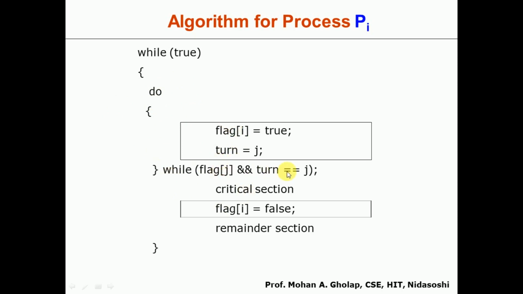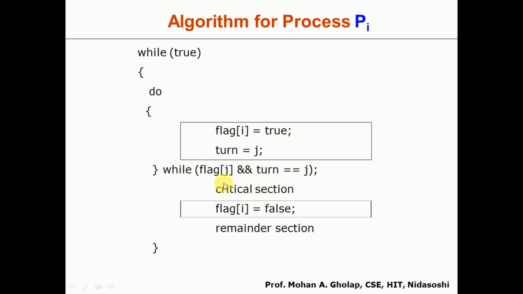Once one of these two conditions becomes false, like when flag of j is false, meaning it doesn't want to enter the critical section, or when turn is not equal to j, meaning it's not j's turn, this while loop will be terminated. As a result, the process Pi will be allowed to enter its critical section, because you have already set the flag of i equal to true to indicate that the process Pi is ready to enter its critical section. So as soon as one of these two conditions becomes false, Pi will be allowed to enter its critical section.